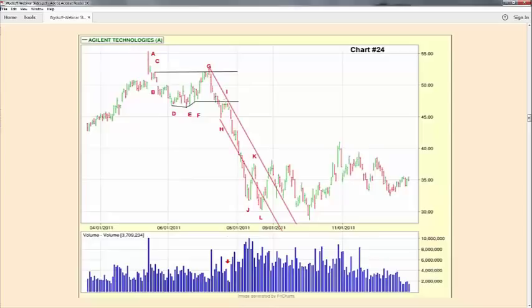Then Allegiant Technologies entered its markdown phase and reacted to point L. A review of the point and figure chart identifies a maximum objective of $33 per share. This is based on a count of 14 points taken from the sign of weakness along the $47 line. If this trade were made, the Wyckoff trader would have enjoyed a 60% profit in just over 30 days.